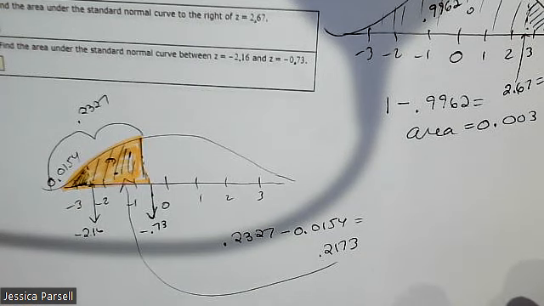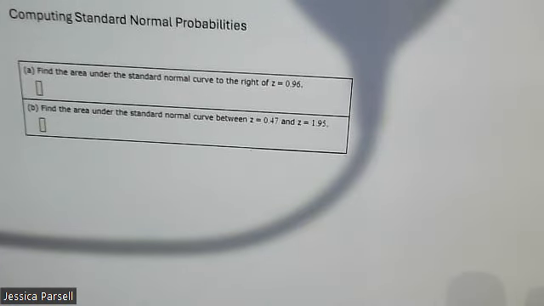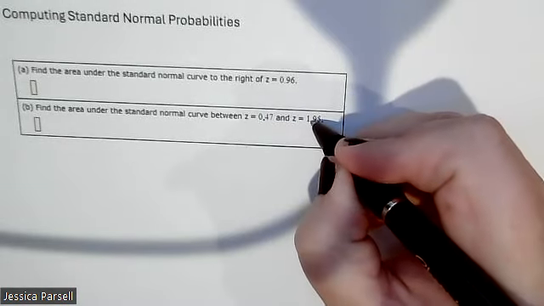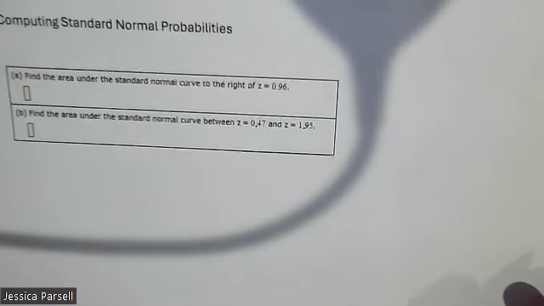So hopefully that helps. Now I'm going to give you a practice one to work on. So here we go. I want you to try this one. Find the area under the curve to the right of z equals 0.96, and then find the area under the standard normal curve between 0.47 and 1.95. So pause the video, sketch out your pictures, and then come back and see if we match.